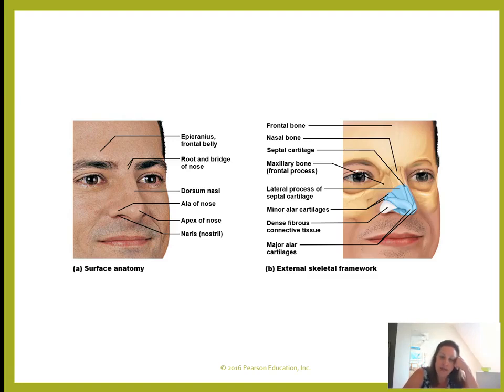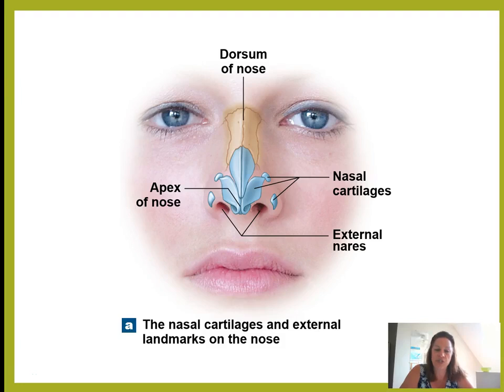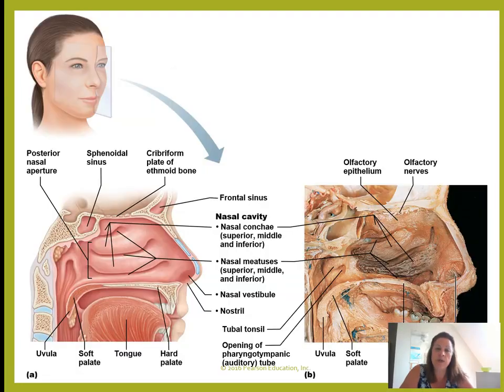Here we have the picture of the nose and the various bones and cartilages associated with the nose. The nasal concha right here, the different turbinates, inferior, middle, and superior nasal concha. Again, with the external nares, the nostril, air will come in here, warm, moisten, things stick to the mucus, and it goes down the back of the throat.